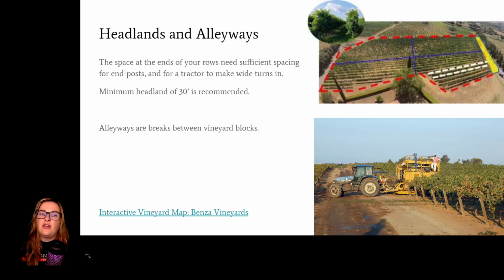We do have an interactive vineyard map here from Benza Vineyards, and that's just if you'd like to see how they've spaced out all their blocks and design.